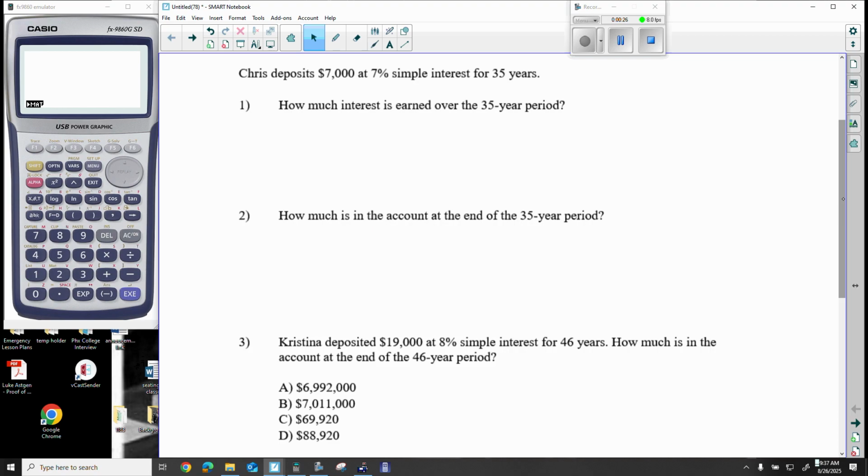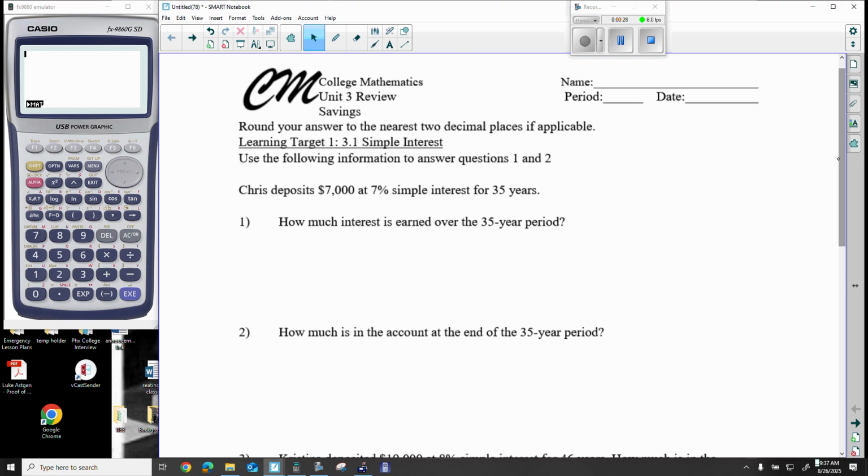So this entire first page, it's good to note that all of these are simple interest. Every single one of these are simple interest. So don't venture into the world of compound interest or APY when doing these. So as a reminder, here are all the simple interest formulas.